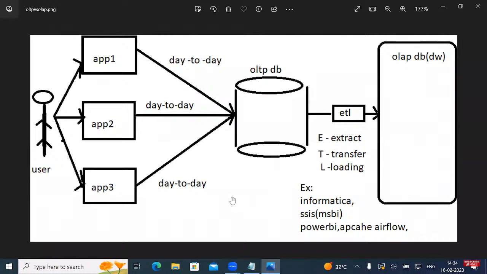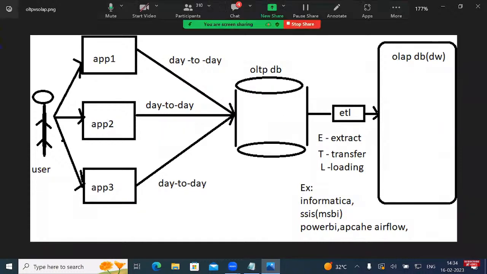Okay. So for that purpose, they are using many software tools called ETL software. What are they called? Informatica, SSIS from the MSBI part, and Power BI. Okay, so Airflow too. These are the different types of ETL tools or software available. Through this software, they make the connectivity from OLTP to OLAP.